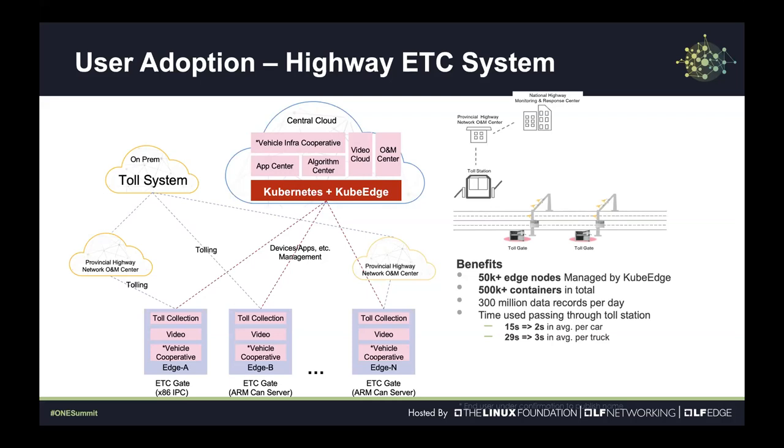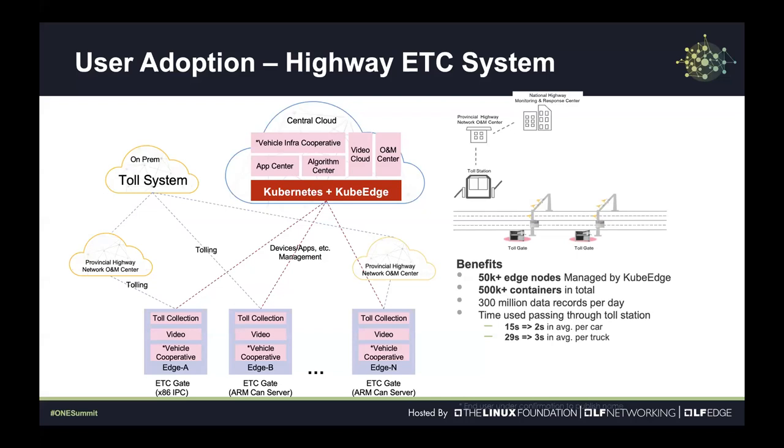And also it's a highly heterogeneous system. You can see some gates have an x86 small server there, some are using ARM servers, and also all the devices connected to the edge node are highly heterogeneous. They are made by different vendors, so we need to handle all these devices.